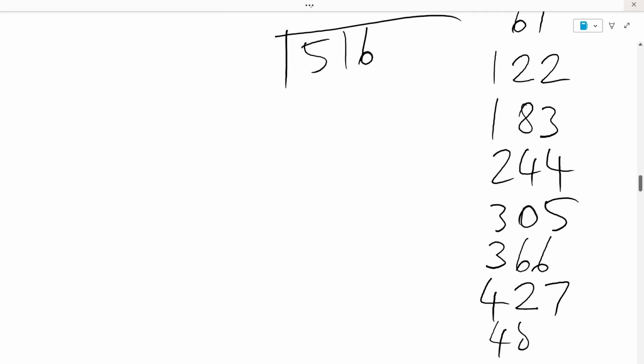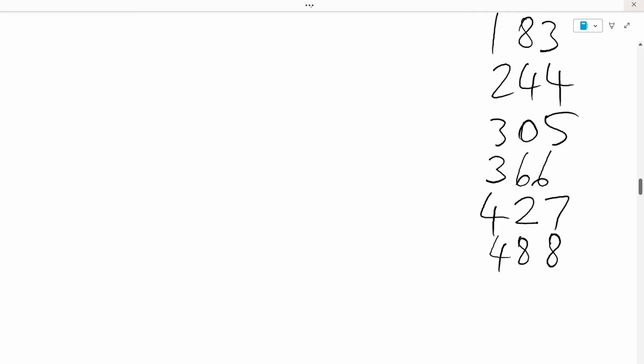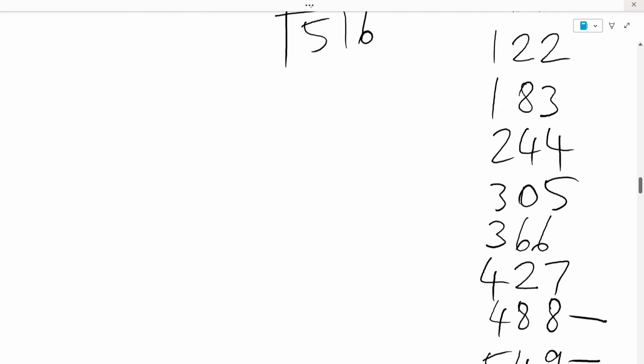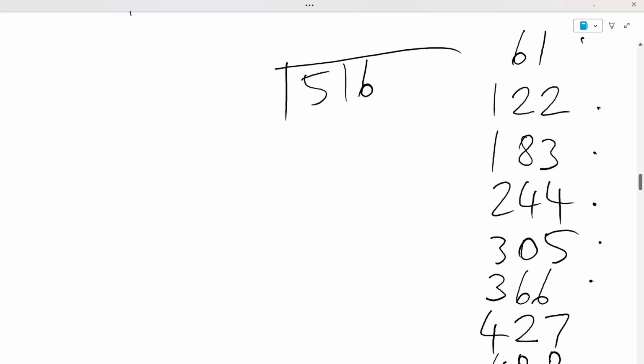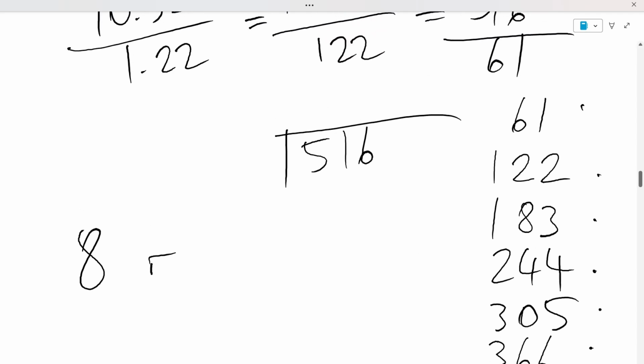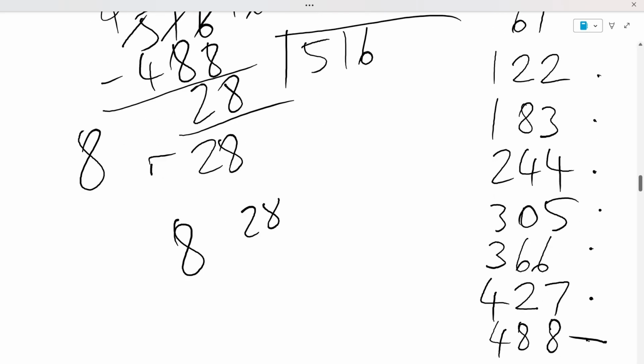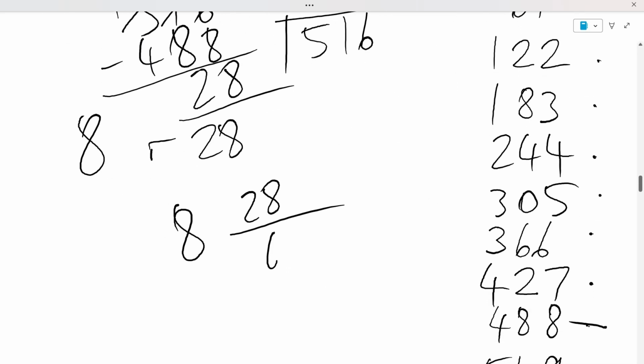427, 488, and the next one would be 549. Okay, so this 516 is in between this one and this one. 1, 2, 3, 4, 5, 6, 7, 8. So it's between 8 and 9, so the answer is going to be 8 remainder. I've got 488, but this is 516. So we just subtract them. That becomes 10, that becomes 4, 28. So 8 remainder 28, or in fractional form, 8 and 28 over 61. And that'll be our final answer, and that is all there is to 1.9. See you in 1.10.